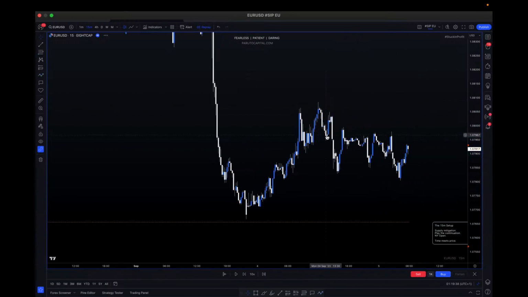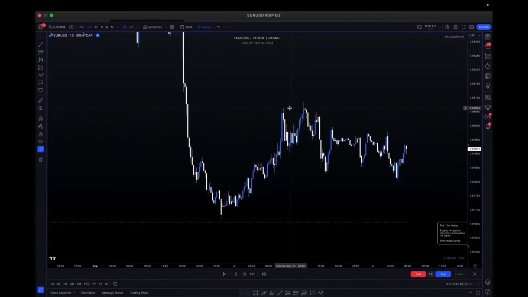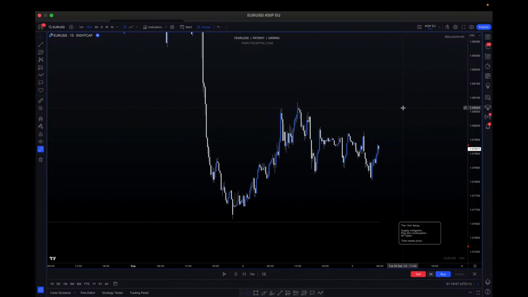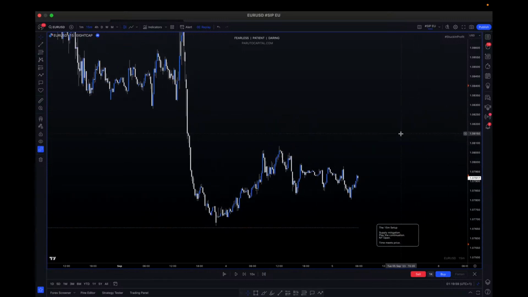Because of that, I was not considering this change of character and sweep of liquidity here. You can see this candle swept this high and pulled back, and that led to a change of character. I was not considering this at all as an opportunity to short. I was still holding my longs, because I also had longs from the 4 hour. But let's see how all of that played out.